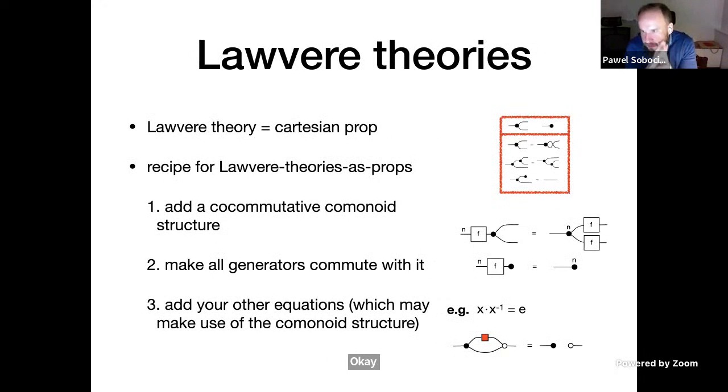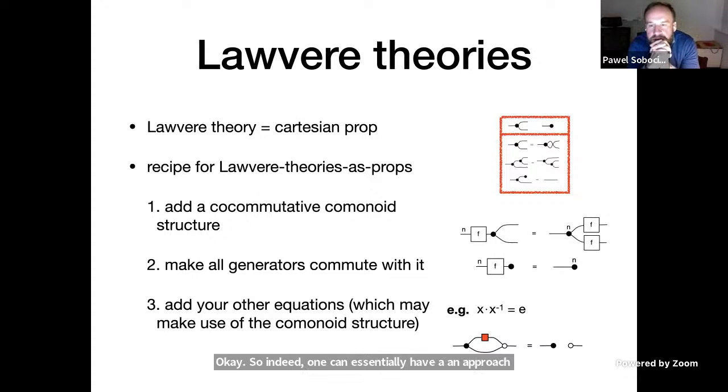Indeed, one can essentially have an approach to classical universal algebra completely with string diagrams, because a Lawvere theory is just the same thing as a Cartesian prop, right? So a single sorted Lawvere theory is a single sorted Cartesian prop. I mean, you can do the multi-sorted version or even the unsorted version in this kind of setting, but I typically stick to the one sorted version just to keep things simple.